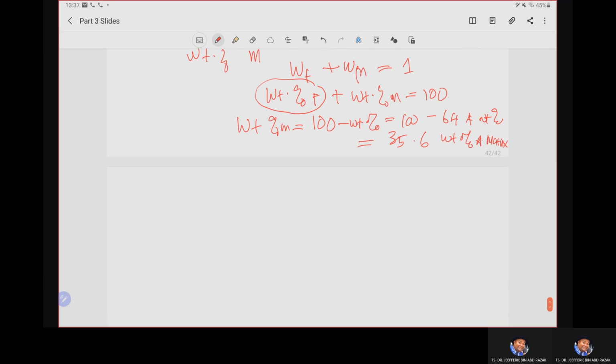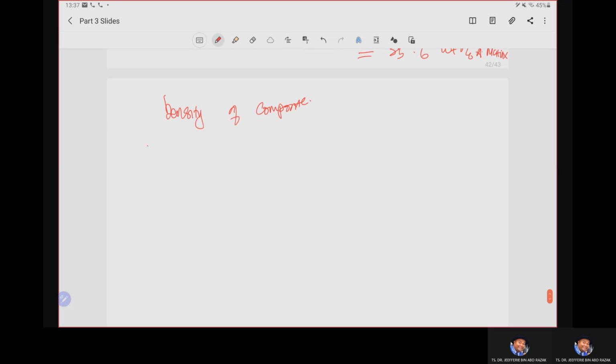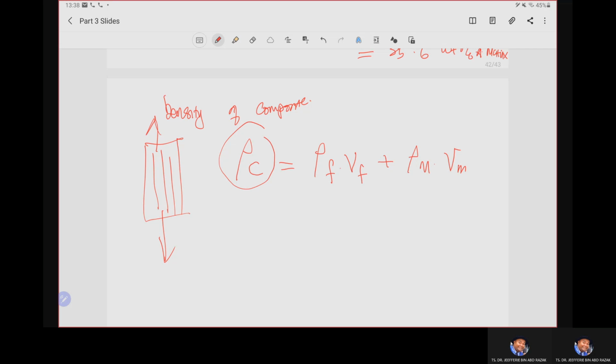Okay, so to calculate the density of the composite, since the question is unidirectional, meaning the longitudinal condition here, based on the rule of mixture we already have the equation: rho C equals rho F, the density of fiber, times the volume fraction of fibers, plus the density of matrix times the volume fraction of matrix, equals the overall density of composite.